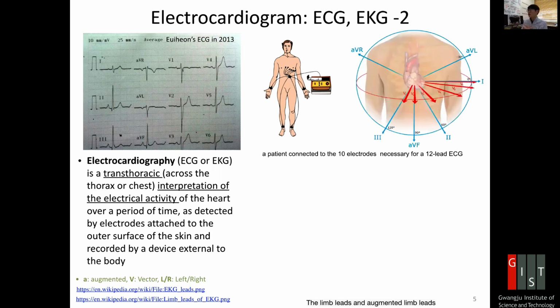So this is the shape of the geometry. V1 to V6 shows the electrical vector onto a plane cut across the chest, while there's this other plane, the frontal plane, which is I, II, III, and also aVL, aVR, and aVF, which stand for augmented vector left, augmented vector right, and augmented vector foot. So this electrocardiography, ECG, or in German, EKG, is a transthoracic, meaning across the thorax or chest, interpretation of electrical activity of the heart over a period of time, as detected by electrodes attached to the outer surface of the skin and recorded by a device external to the body.